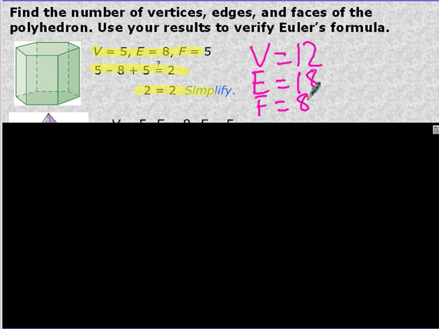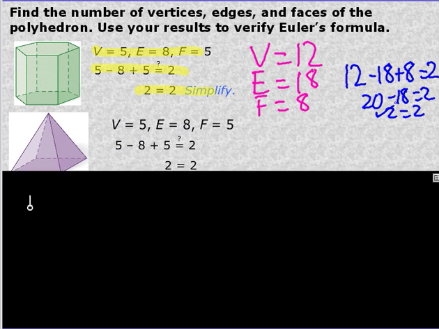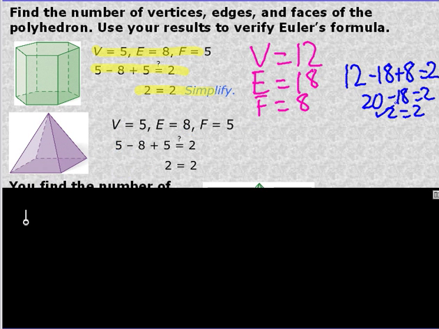So now Euler's formula tells us that, to verify that, to see if we counted correctly, we're going to get 12 minus 18 plus 8, does that equal 2? We're just going to get 20 minus 18 equals 2, or 2 equals 2. And yes, that works. Yay, we got it right. So cool.